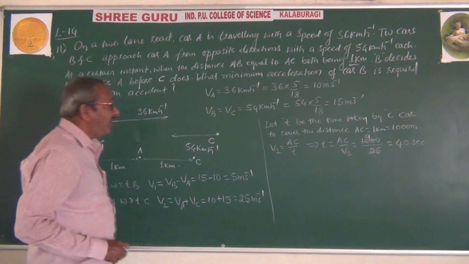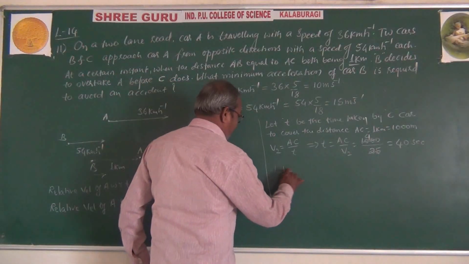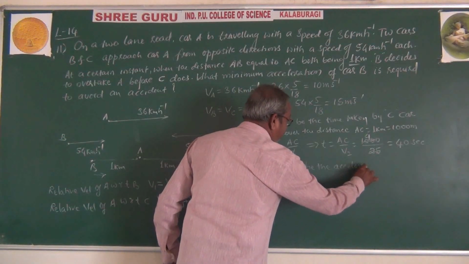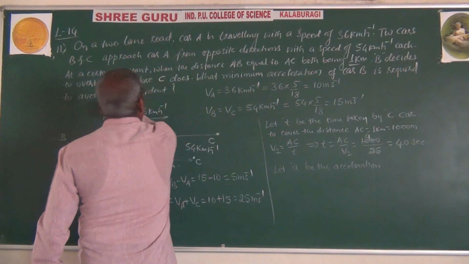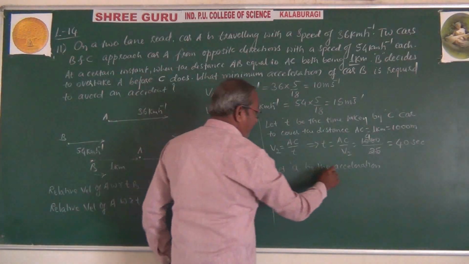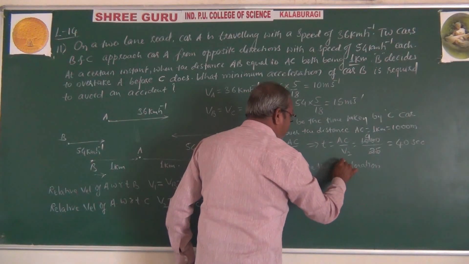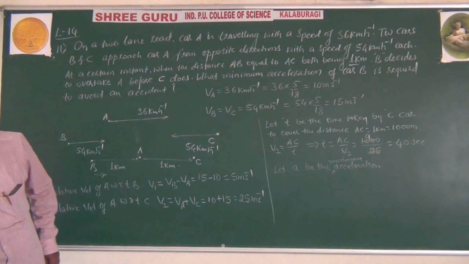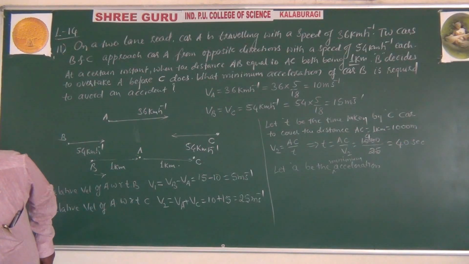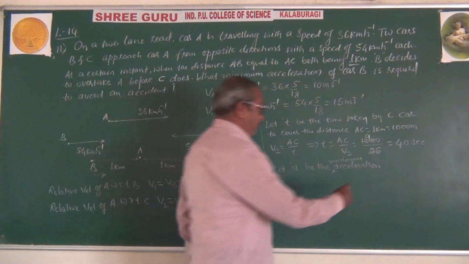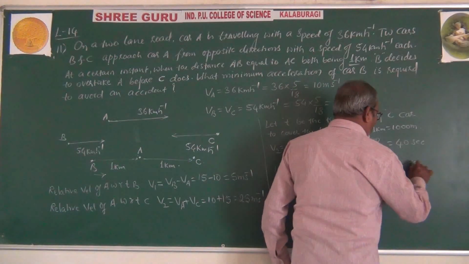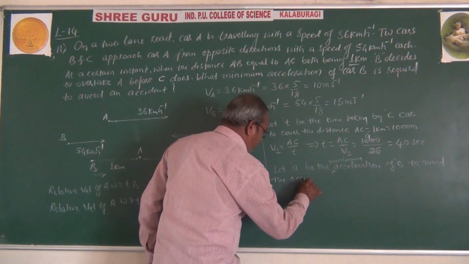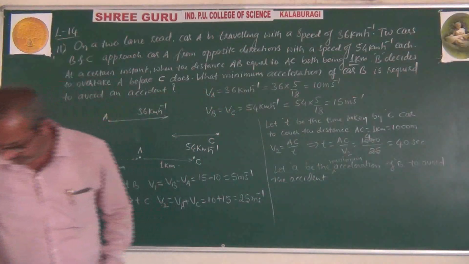Let A be the acceleration. Here, A is the minimum acceleration of B to avoid the accident.